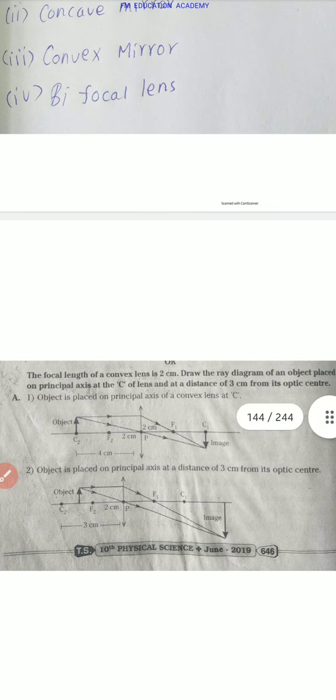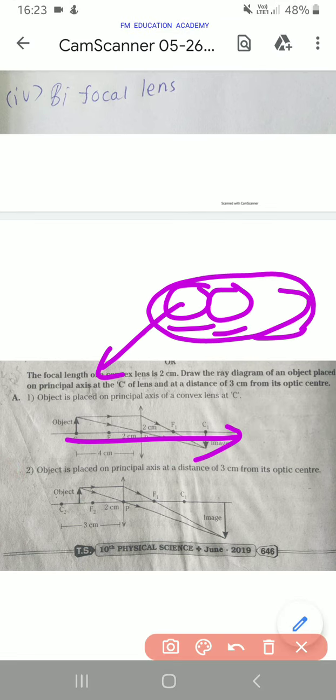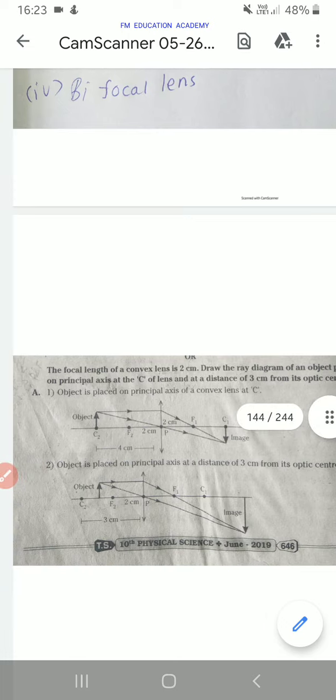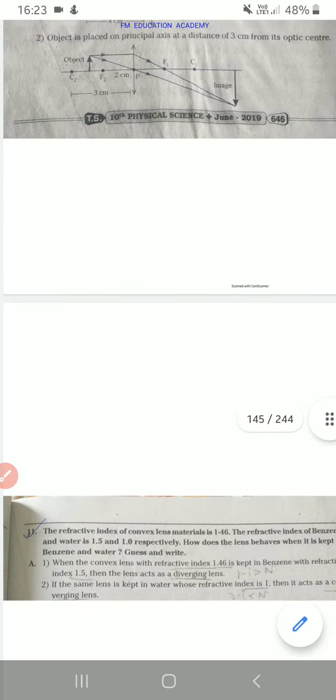And this question came in board exam 2019 question paper. Like we did mirror now, how to draw. Similarly, you have to do for lens also. Okay. Object is placed at first 2 centimeters and object is placed at 3 centimeter.